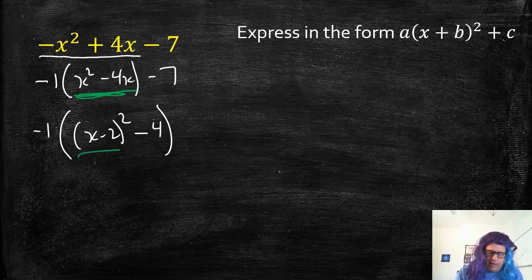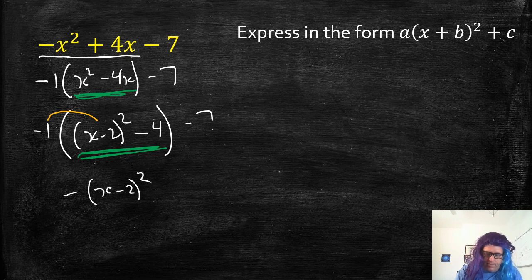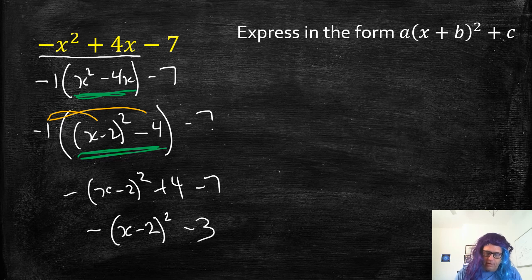Okay, so again, be careful. I've completed the square. The 2 underlined bits in green are equivalent. And then I still have my minus 7 on the end. Now, let's get rid of that minus 1 in front. So I'm going to multiply through. Minus 1 times that is minus (x minus 2) squared. Minus 1 times minus 4 is plus 4. And then I have my minus 7 tagging along at the back. So to finish this up, minus (x minus 2) squared, plus 4 minus 7 is minus 3. I'm done. That's my answer.